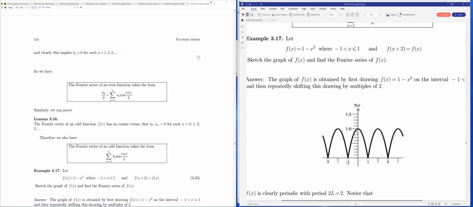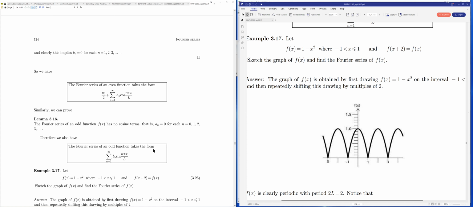Now notice the length of your base period was from minus 1 to 1, so the length is 2. In other words, your period 2L is equal to 2. So to graph this function, you first draw your inverted parabola between minus 1 and 1, and then you just keep repeating that. That would be the graph of your function.